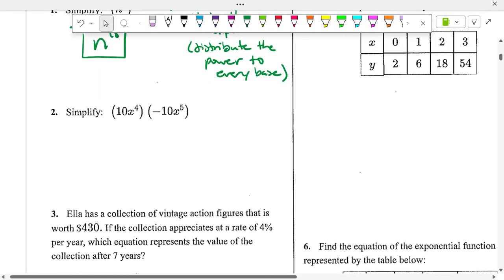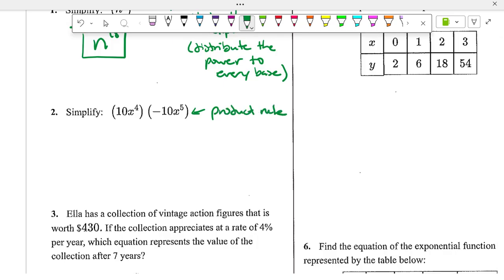Now, the next rule that you'll see a lot is the product rule. And all it states is that if you have like bases, and by bases, I just mean whatever's connected to the exponent, not necessarily a number next to it. So you're multiplying like bases. All you have to do is add the exponents. So for example, you guys know x times x squared is x cubed. Technically, you're adding 1 plus 2, which is 3.